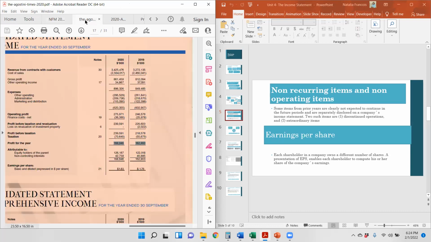Let's look at the others. Agostini has earnings per share, which is basic and diluted. Now, how does the company come up with this earnings per share? They take the profit for the year and divide it by the number of shares. That gives you your worth, how much you own in this company. So earnings per share is profit for the year divided by the number of shares.